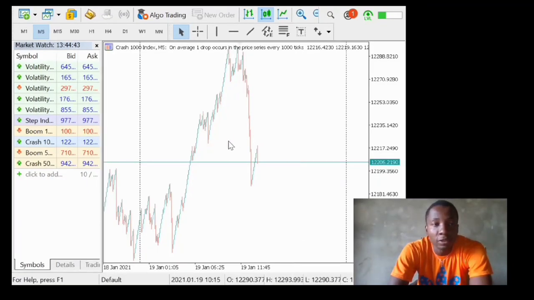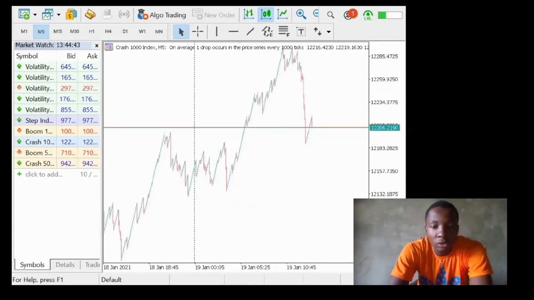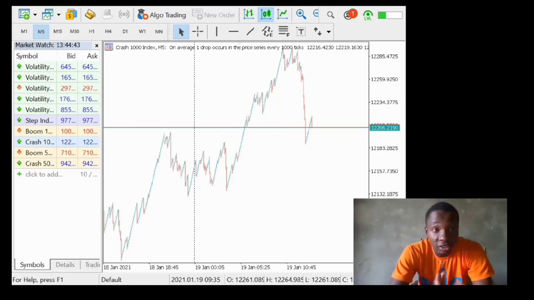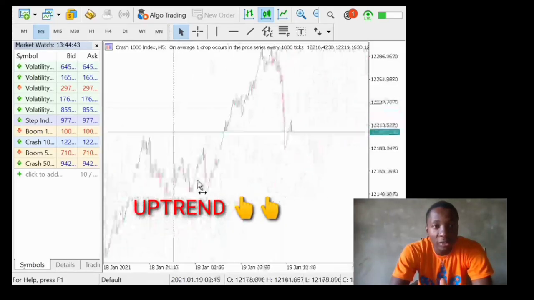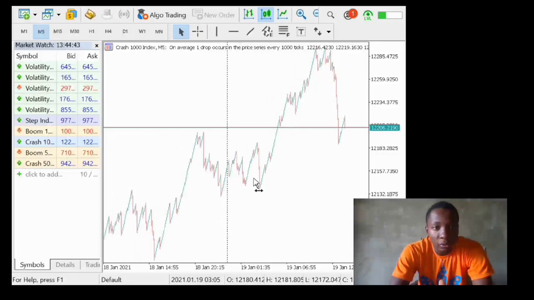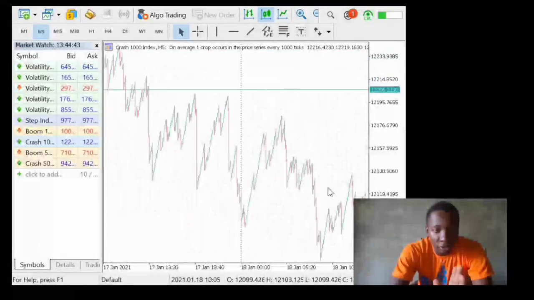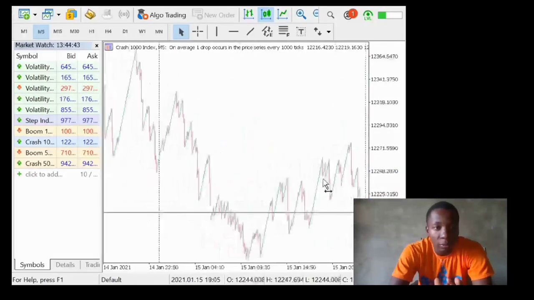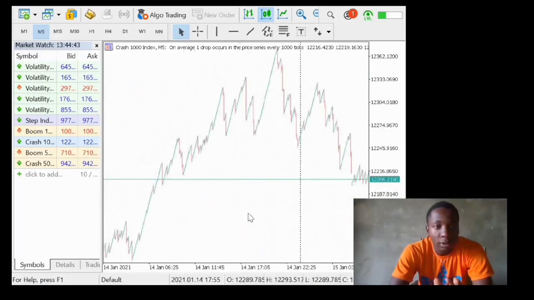So this is our chart. In MetaTrader 5, you load your Crash 1000. Within this strategy, we trade Crash when Crash is on an uptrend. Yes, we trade Crash when Crash is on an uptrend. So I'm going to look in this chart for where Crash is on an uptrend, so that I can make use of it.